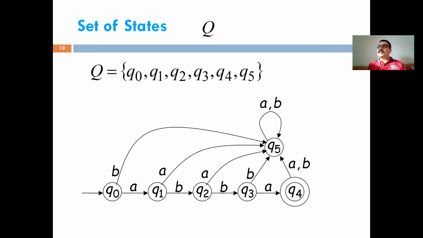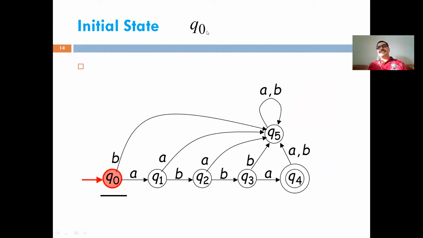Capital Q means the set of all states in the machine. So in this machine, you can easily see Q0 to Q5. The total number of states is 6. So capital Q means all the states in this machine, that is Q0, Q1, Q2, Q3, Q4, and Q5. So this is the set of states, that is the capital Q.